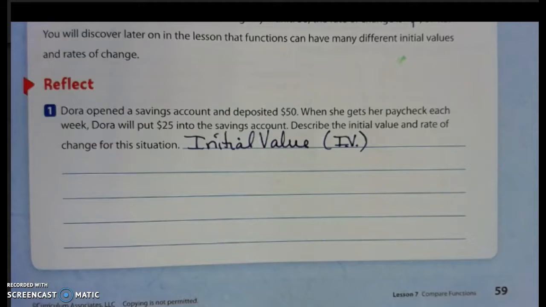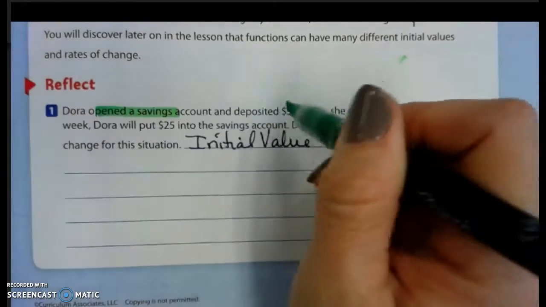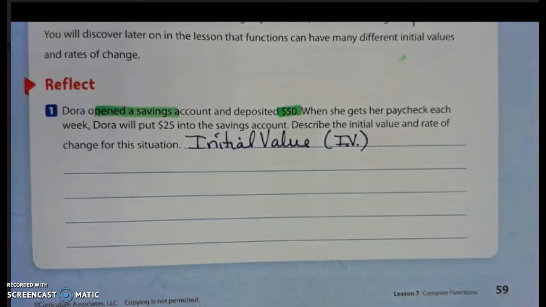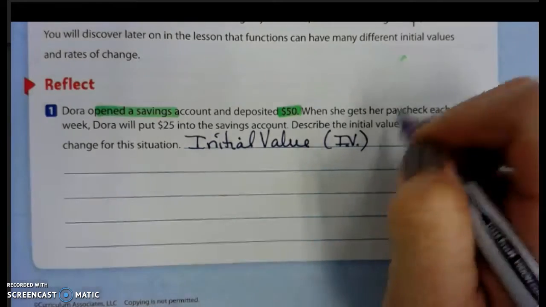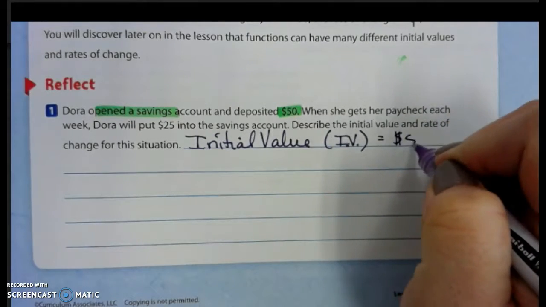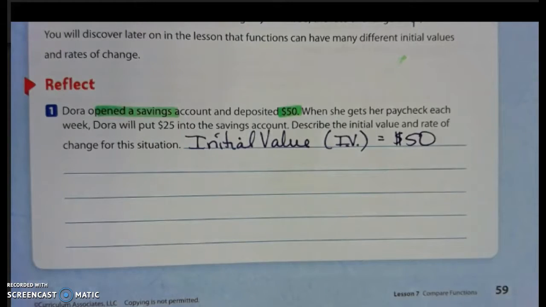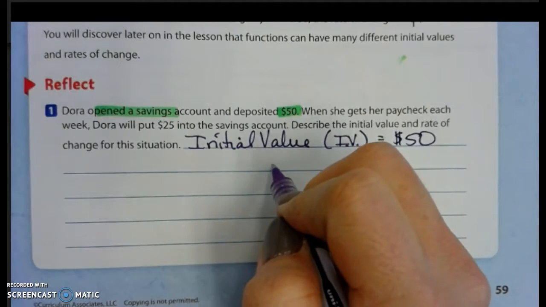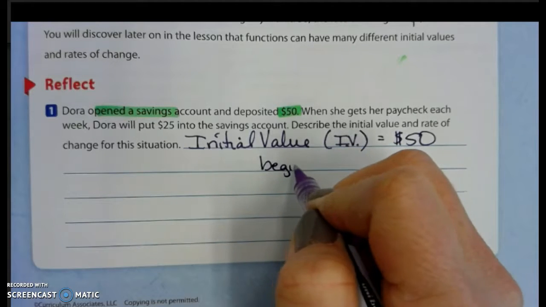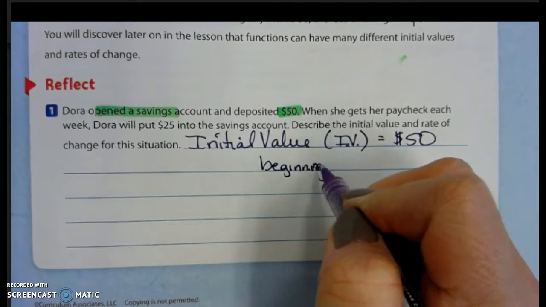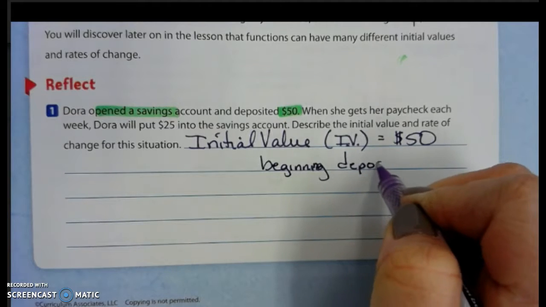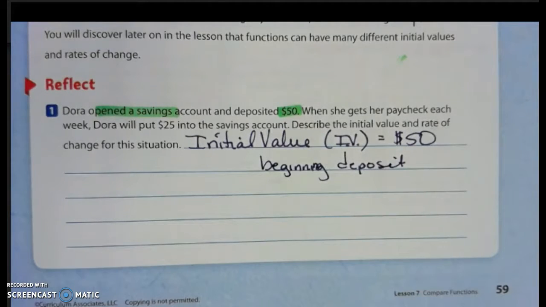Dora opened her account and deposited $50. So what did she start with? $50. So her initial value was $50. And it is her beginning deposit. So she opened up her account with a beginning deposit of $50.